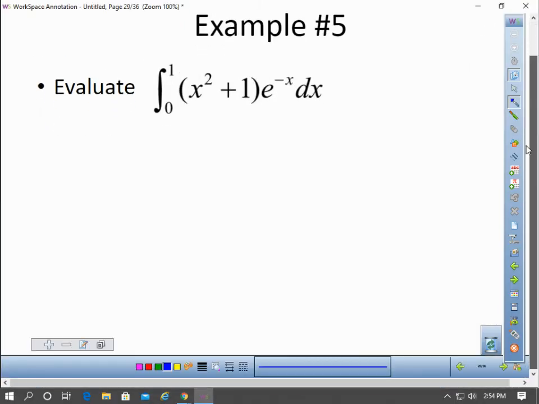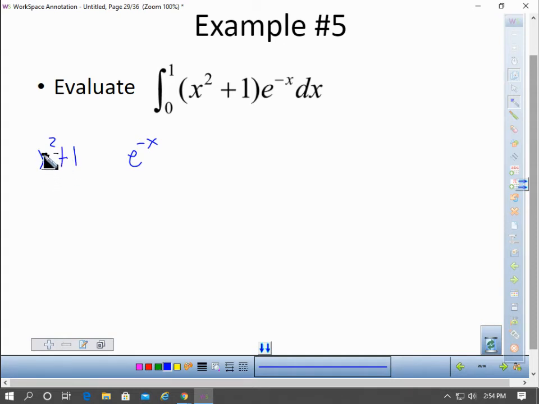Okay, so it's the same process to start. For this one, it's a polynomial, so let's go ahead and do the tabular feature. I've got x squared plus 1 as my polynomial. My other piece is e to the negative x dx, but I don't need to write the dx beside that. What I'm going to do is take the derivative of this until I can't take the derivative any longer.